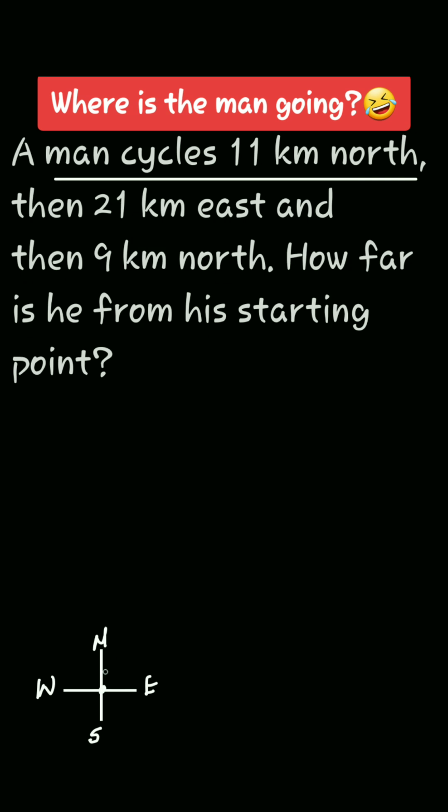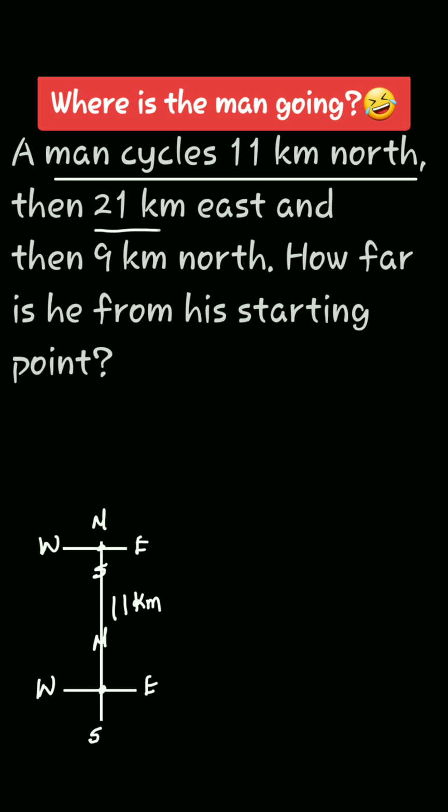A man walks 11 kilometers north. That means northward, upward, for 11 kilometers. So let's say that is 11 kilometers, and then this is where the man is. The man is here at this point. So label this 11 kilometers. Now at this point where the man is now, this is the north, the east, the south, and the west of his current position.